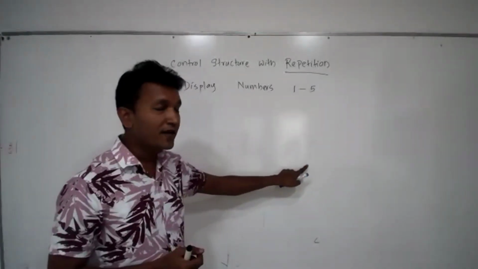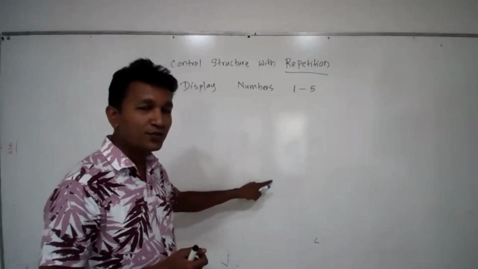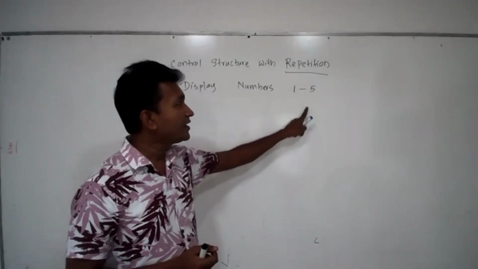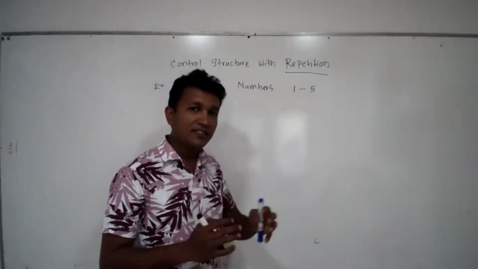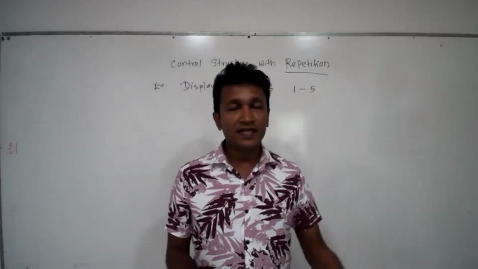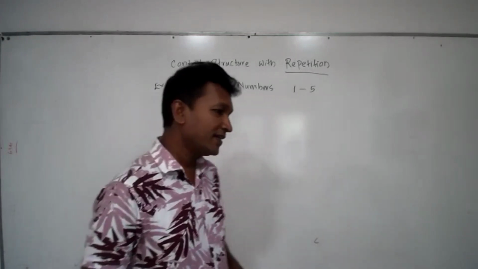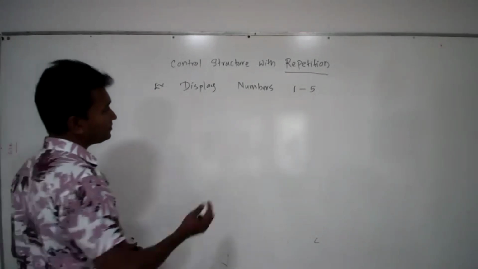If it is 1, we have to display 1. If it is 2, we have to display 2. Likewise, until it becomes 5, we have to display 5 times, right? Display 5 times means we are repeating those steps again and again. So this is how we draw a flow chart for this one.